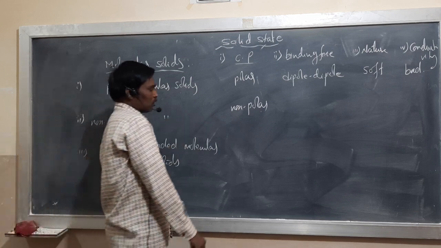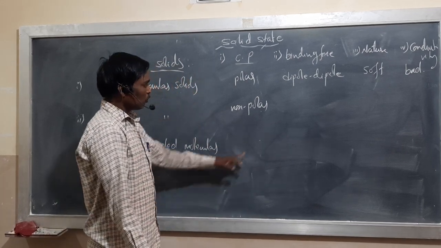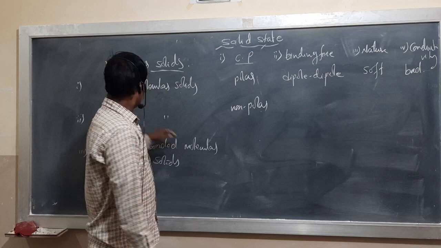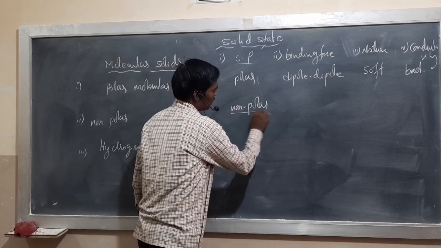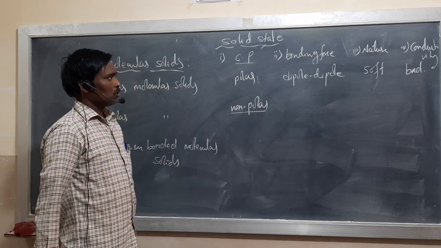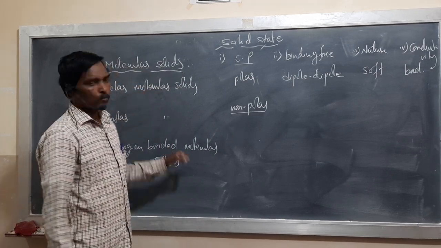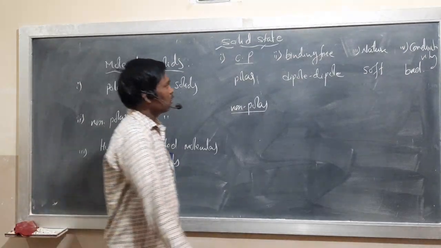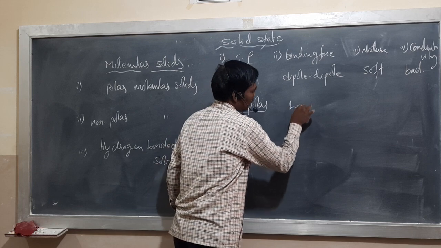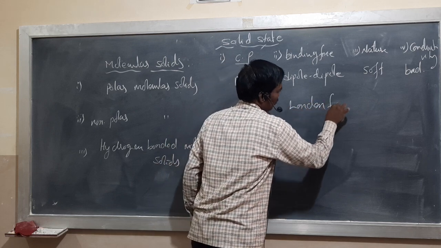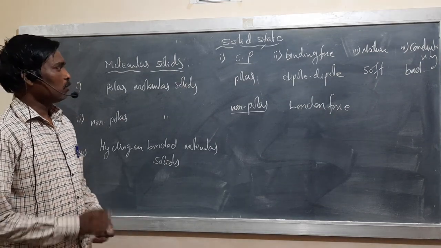For example, solid oxygen, solid hydrogen or solid chlorine. These are the non-polar molecular solids, in which the constituent particles are non-polar molecules. And the binding force present between the non-polar molecules is again a weak van der Waals force. That force we call a London force, or a dispersive force, which is present between the molecules.